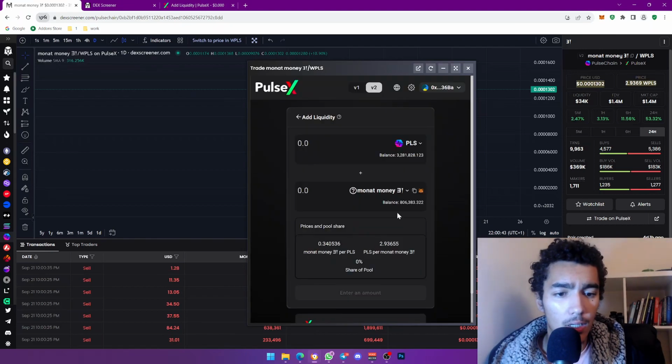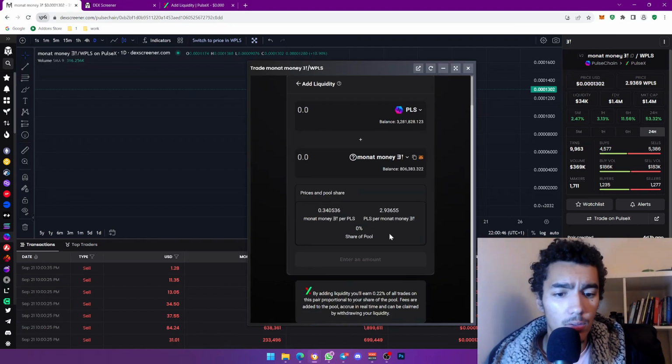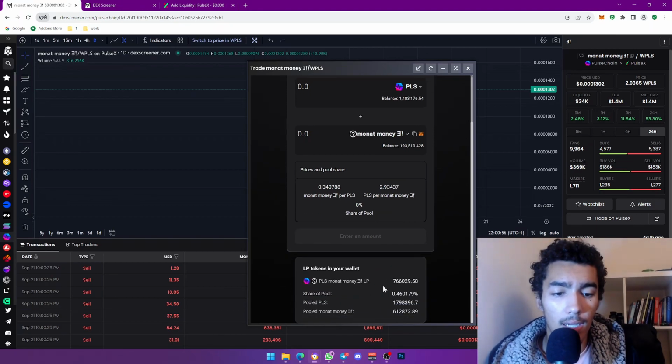And then you're going to click close, and then in a second it will tell you. Oh, there you go. This is actually a small tip. I didn't even know it. By adding liquidity, you'll earn 0.22% of all trades on this pair, etc., etc. That's good to know. Ladies and gentlemen, there you go.